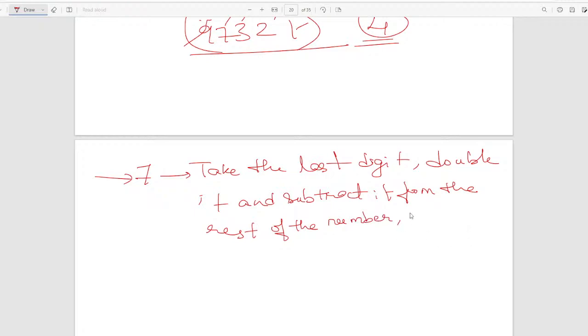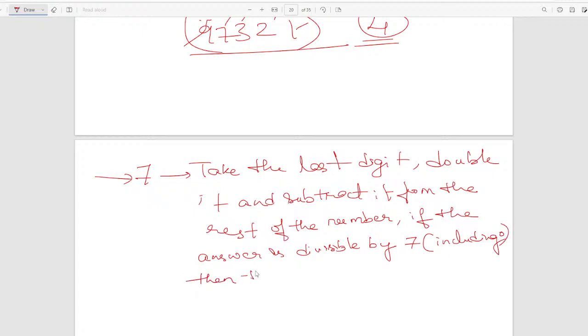The answer is divisible by 7, including 0. Then the number is divisible by 7.